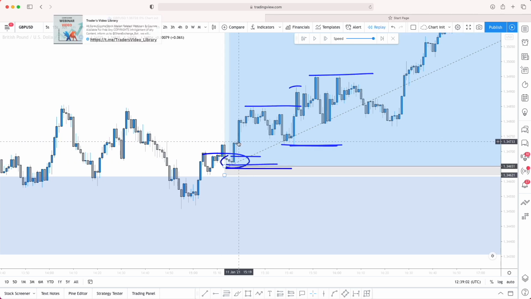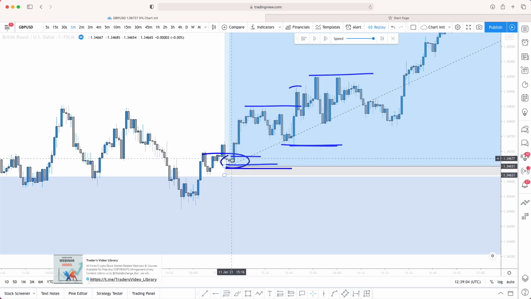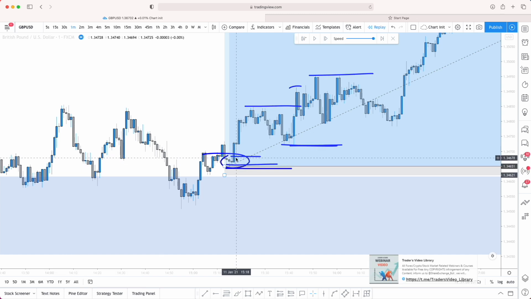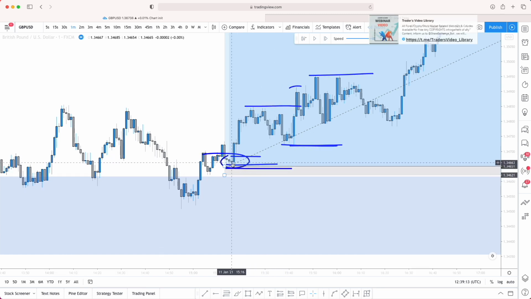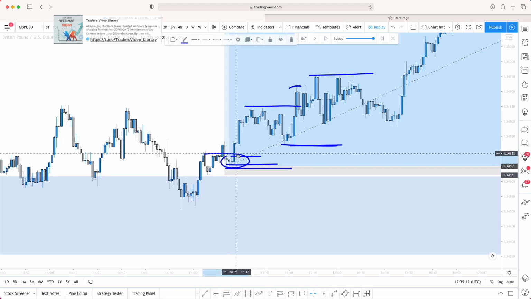Ideally, move it from the first break if there is no reason for price to come back, and if you are correct, price wouldn't come back anyway. So if you got the correct entry, price won't even come back to take you out. So just bear that in mind. But essentially, that's how you're going to manage your trade. Let me get rid of these.